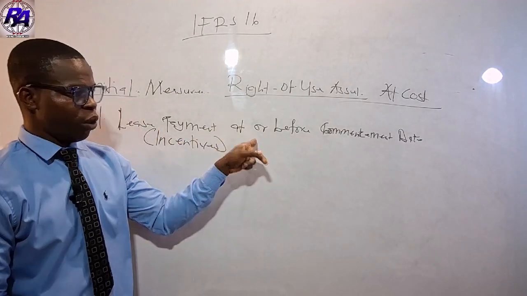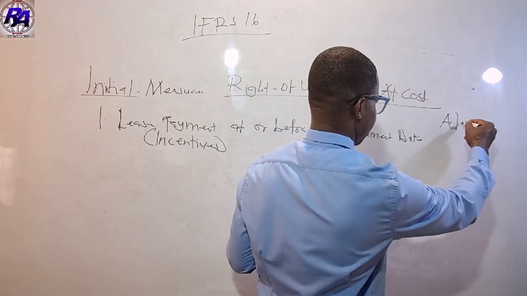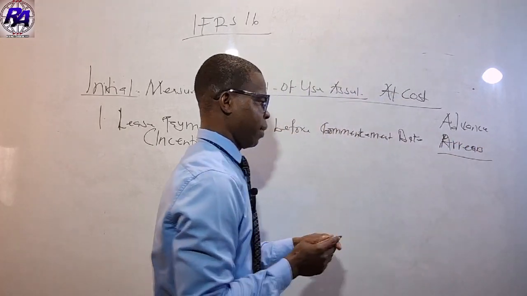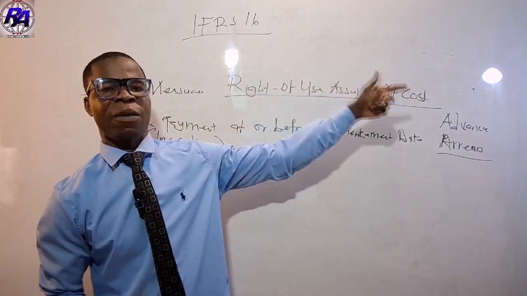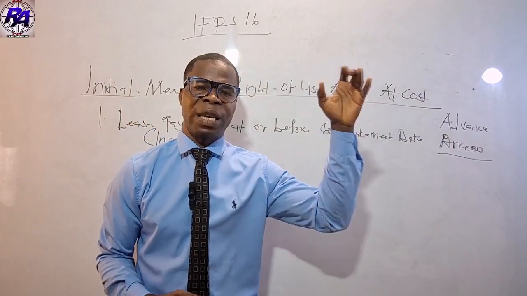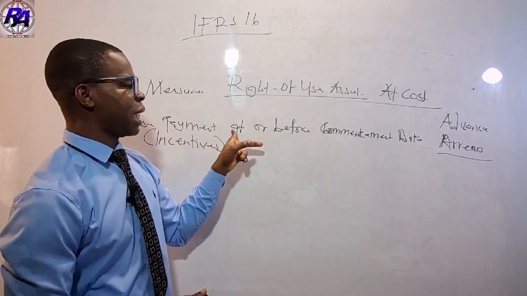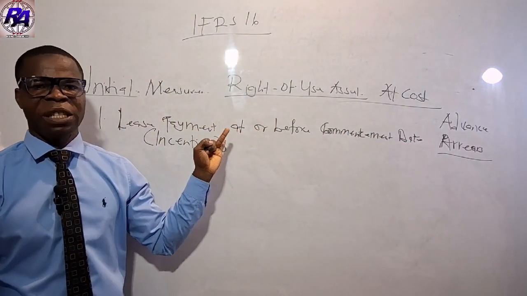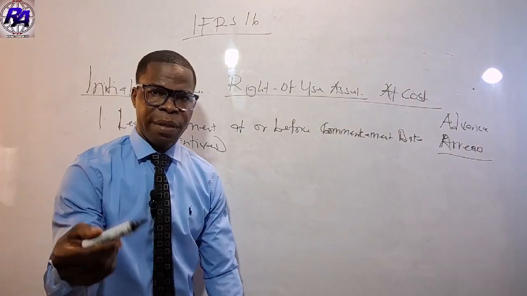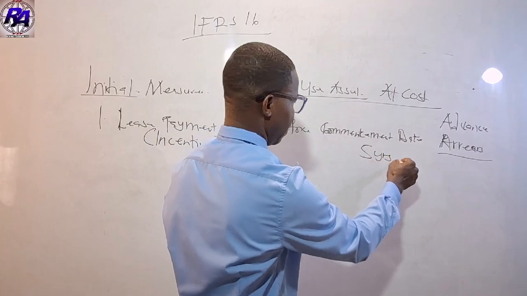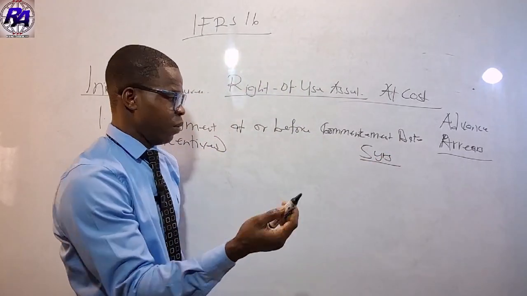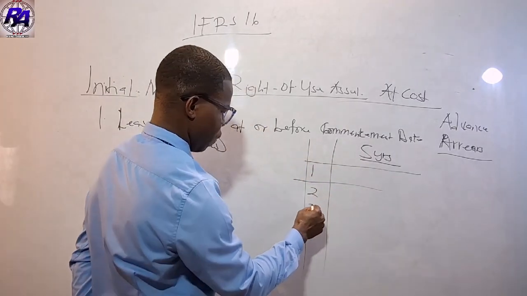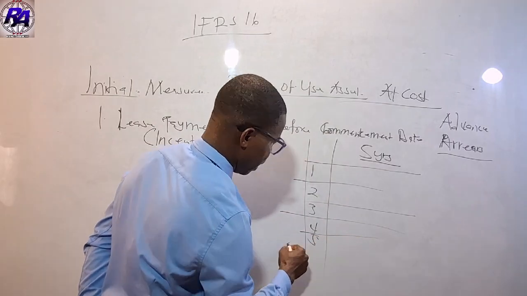Now, let me bring in the lease payment paid in arrears and lease payment paid in advance. If the lease payments are paid in advance and you want to determine the present value of your lease, remember that any lease payment paid at or before the commencement date forms part of the initial measurement of your right of use asset. So, assuming that our lease term is 5 years, we will take a practical question. We have year one, year two, year three, year four, and then year five.